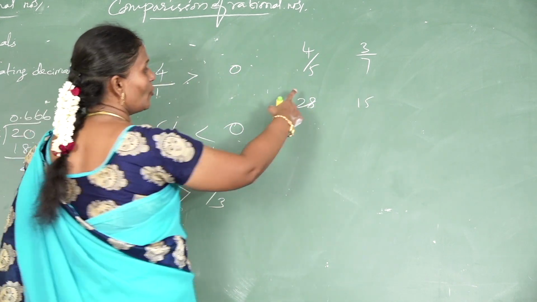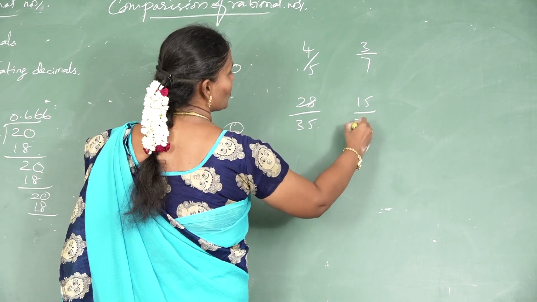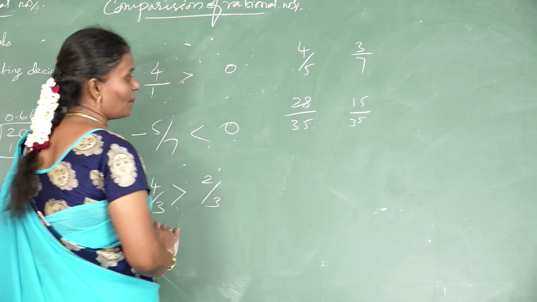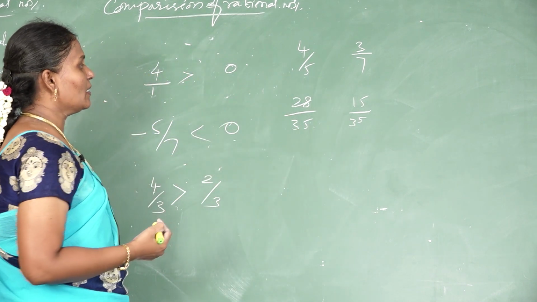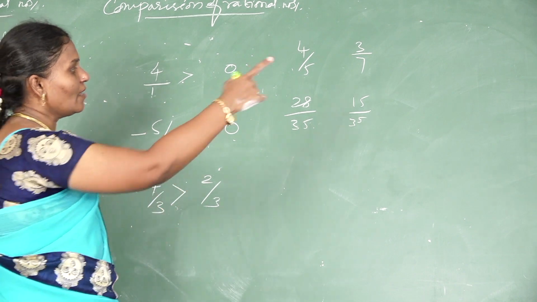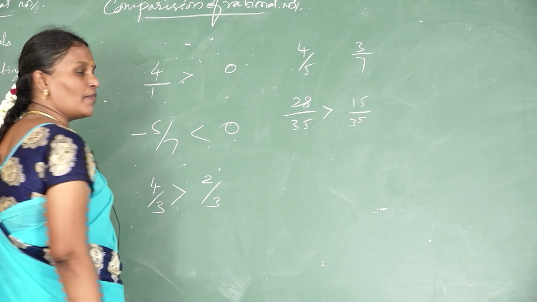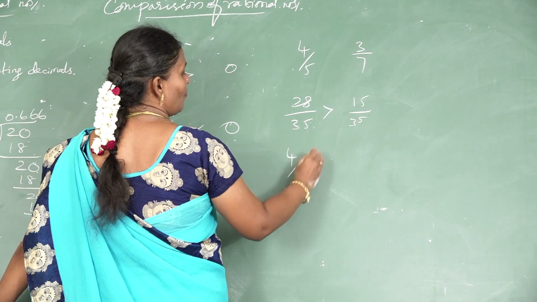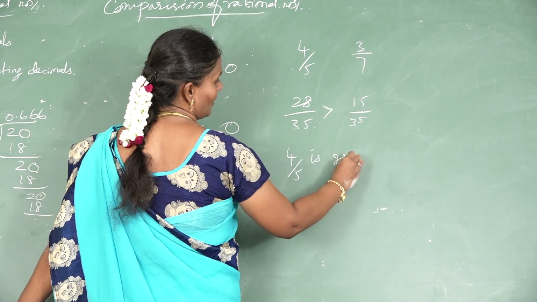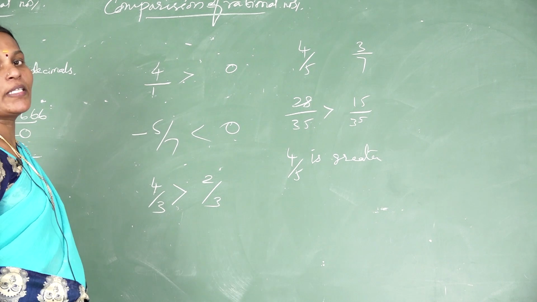Okay. So these are the numerators. In the denominators, 5 7s are 35 and also 5 7s are 35. Now compare. See, the denominators are the same, so now compare the numerators. 28 and 15. So 28 is greater than 15. So which is the greater one? 4 by 5 is greater. Do you understand how to compare two rational numbers?